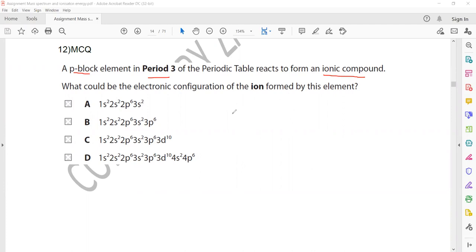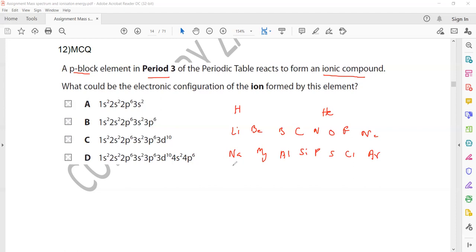the period 3 element, because in the first period we have hydrogen and helium, in the second period we have lithium, beryllium, boron, carbon, nitrogen, oxygen, fluorine and neon. And in the third period, what we have is sodium, magnesium, aluminium, silicon, phosphorus, sulfur, chlorine, and then argon.